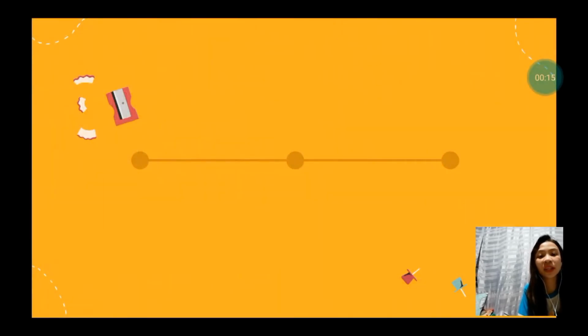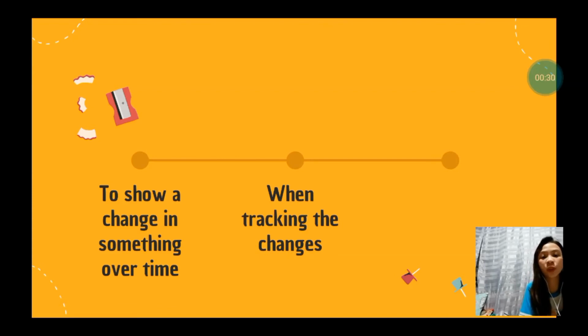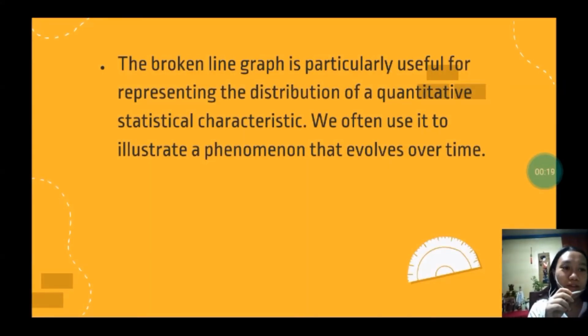We can use a broken line graph when we want to show a change in something over time, like a change in distance over time or a change in temperature over time. Next, we use a broken line graph when tracking the changes over a short or long period of time. And lastly, we can use a broken line graph when we compare changes over the same period of time for more than one group. The broken line graph is particularly useful for representing the distribution of a quantitative statistical characteristic. We often use it to illustrate a phenomenon that evolves over time.